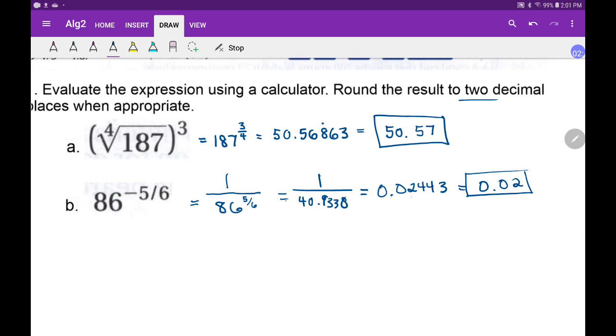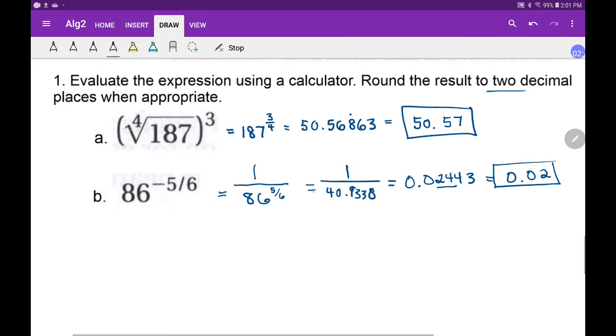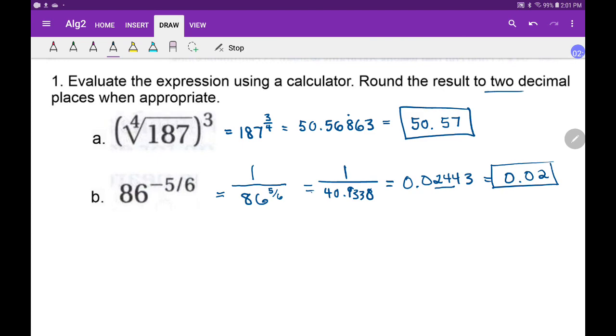I guess if it was significant digits, I'd have to show 2, 4, but it didn't say significant digits. It just said 2 decimal places. Okay, well, there it is. It's not very big.